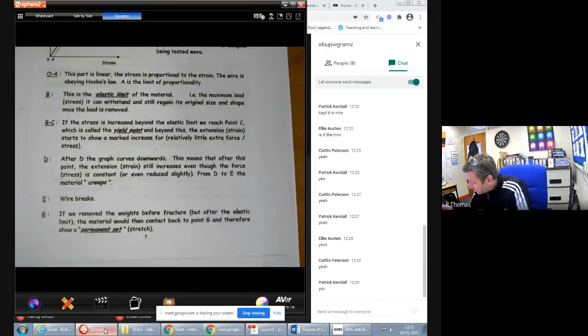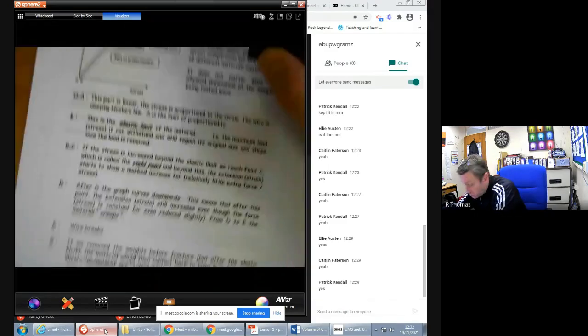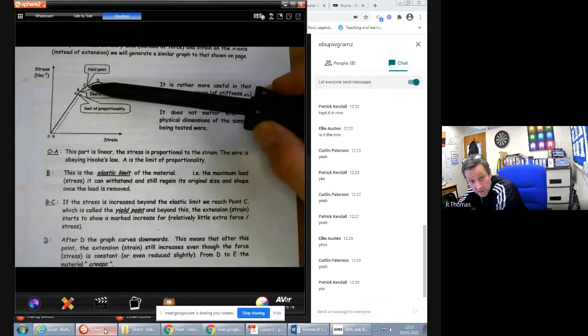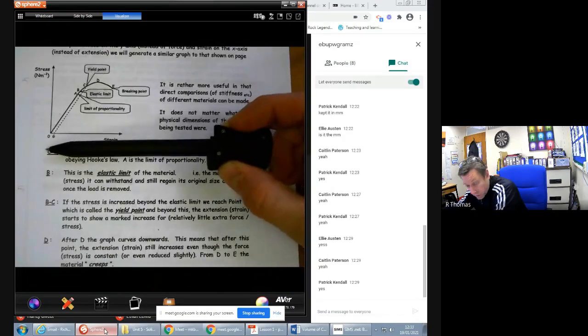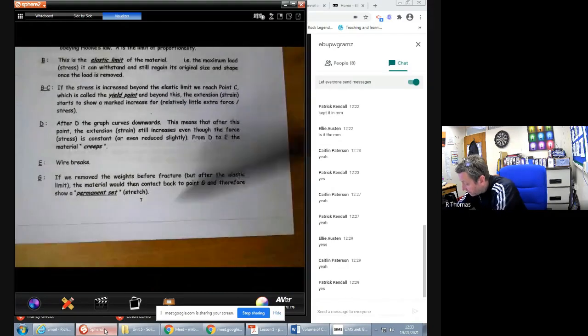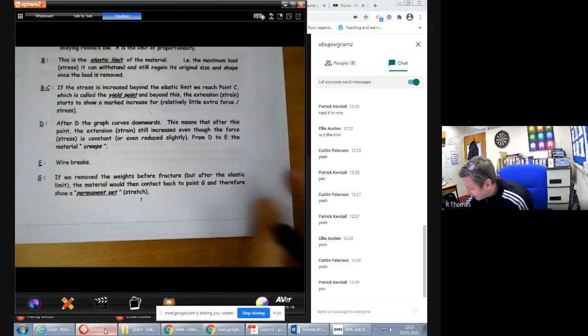And then G, if we remove the weights at this point here, where it's yielding, it would go back, but it wouldn't go back to its original length. And we call that a permanent set, right?